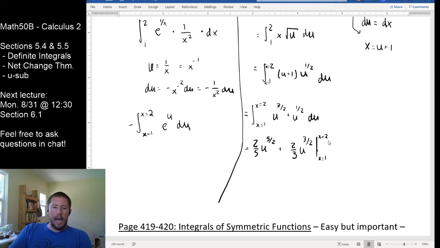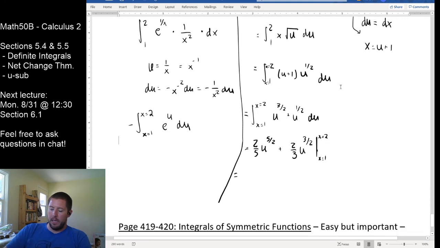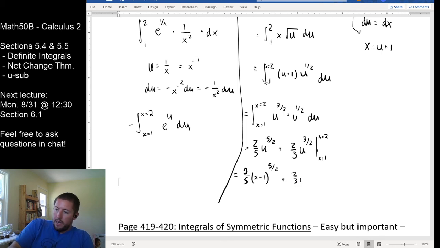So super importantly, I can't do that evaluation because I don't have any x's. So in this setting, I've got to convert back into x land. If I scroll up, I can see how to do that. u is the same thing as x minus 1. So I'm going to convert back into x land here. So 2/5 (x minus 1) to the 5/2 plus 2/3. Oh, nope, not a u. We're doing x's. We're doing x land. 2/3 (x minus 1) to the 3/2. And we're evaluating this from x equals 1 to x equals 2.